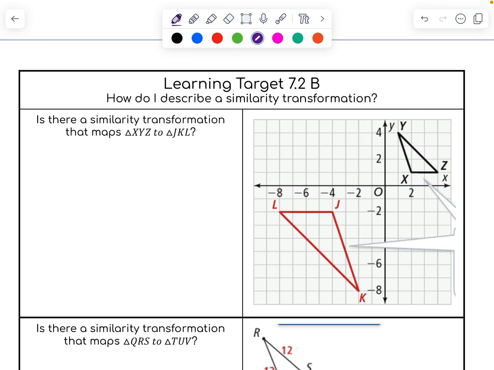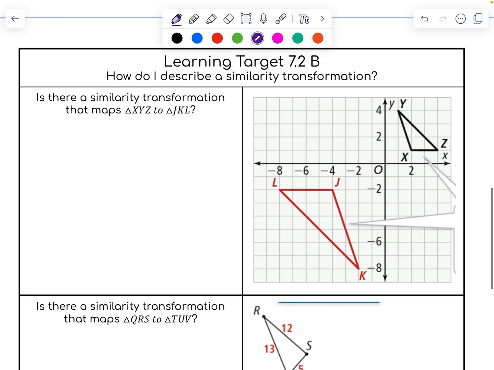Learning target 7.2b is how do you describe similarity transformations. Okay, so really these are hard to do a lot of examples on. You just kind of have to feel it out. But is there a similarity transformation that maps triangle XYZ, so this triangle, to JKL?